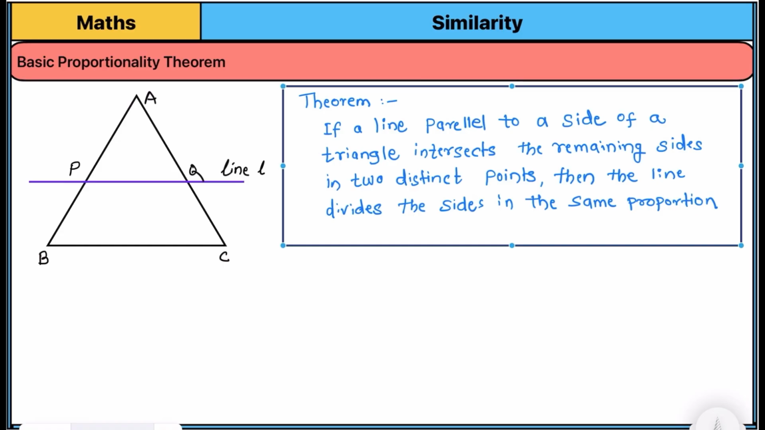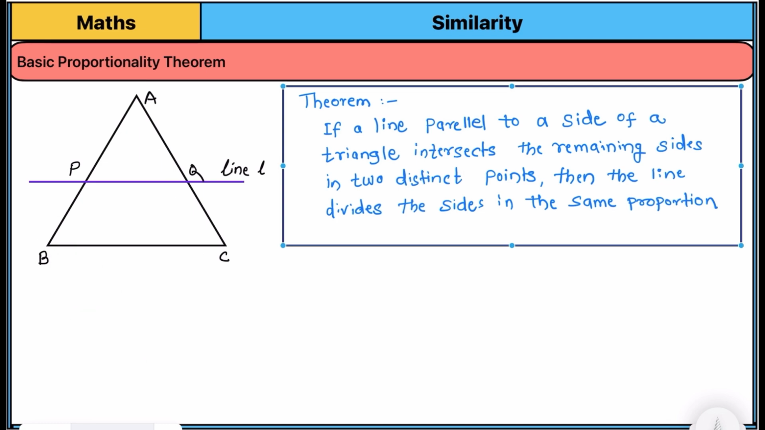It says if a line parallel to a side of a triangle intersects the remaining sides in two distinct points, then the line divides the side in the same proportion. Here we have the same case. We have line L parallel to one side of a triangle BC. This theorem says the line will divide the remaining two sides in the same proportion. The remaining two sides are AB and AC.